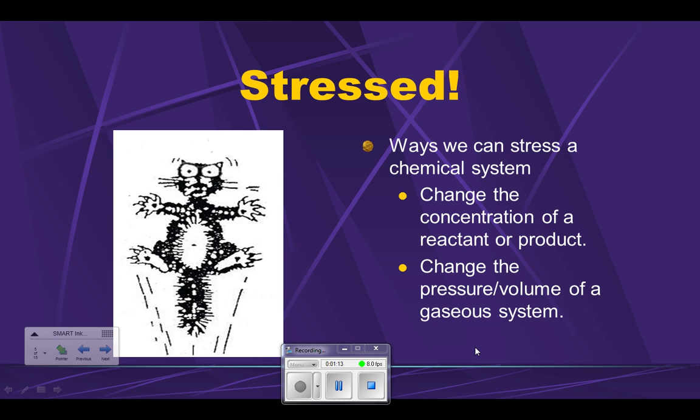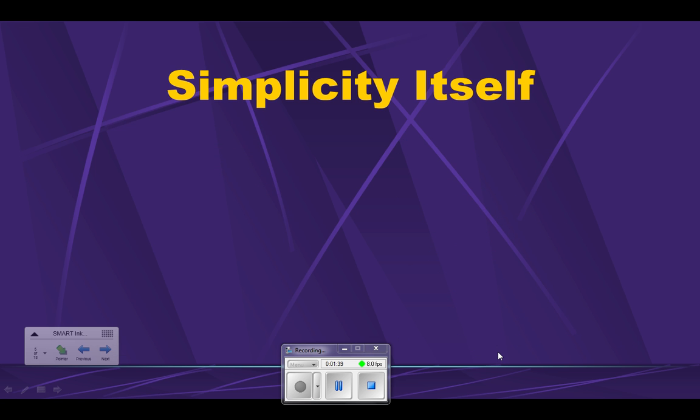We could also change the pressure or volume if there are gases in the system. If there are no gases, changing the pressure or volume has no effect. By the way, remember Boyle's law that says that pressure and volume are inversely related, so when we increase the pressure, we generally would decrease the volume, we could anyway, and vice versa. And finally, we can change the temperature of a system. That's one of the most dramatic ways to change an equilibrium, is to change the temperature.